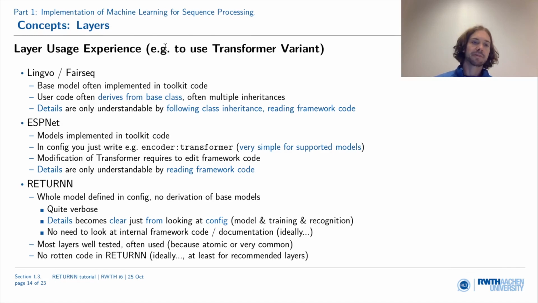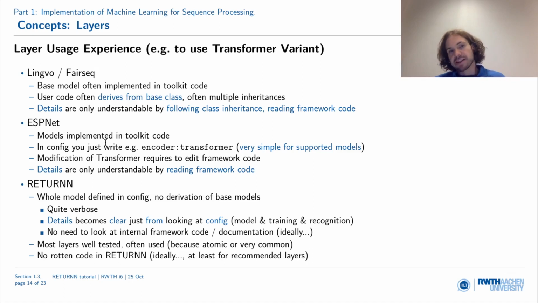Some comparison between some frameworks, like to use transformer in Lingvo or Fairseq. The base model is often implemented inside the toolkit code. So the user code would often derive from some existing base class, and often there are multiple inheritances in the end. So to really understand the details, you would need to follow the whole class inheritance and read the framework code. We argue that deriving from base classes makes it actually quite hard to follow really what's happening in there.